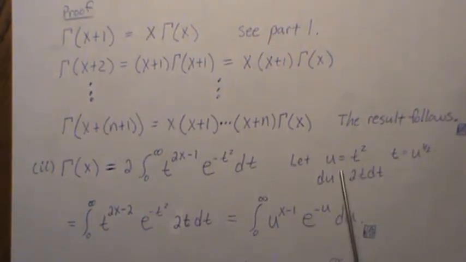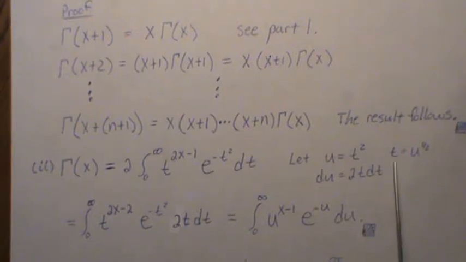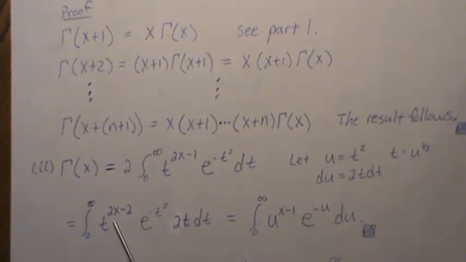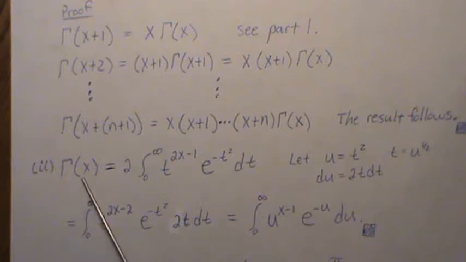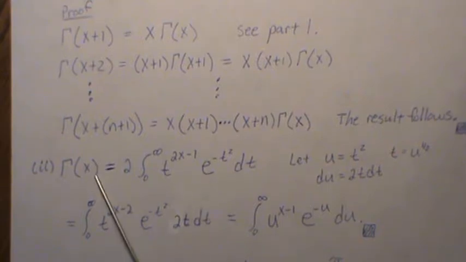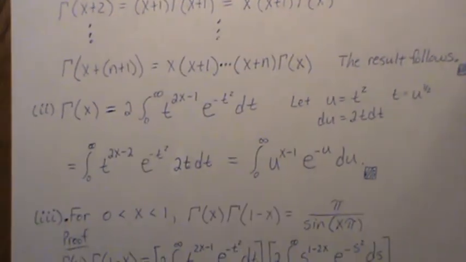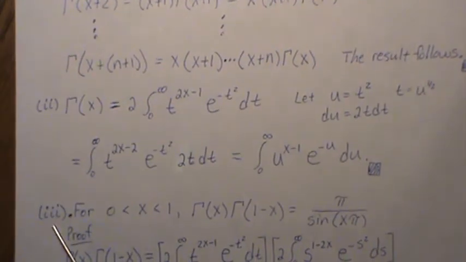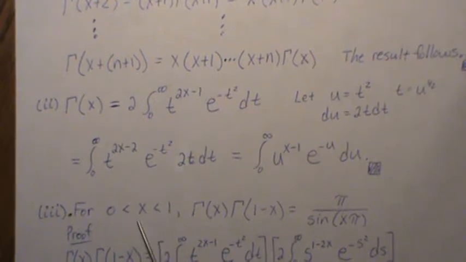And now we're going to use this substitution. u is equal to t squared, or t is equal to u to the 1/2. du is 2t dt. Substitute this in here, and we get this. But this is the definition of a gamma function. So this is equal to that, which means this is this, because we logically got there, right? Now we're going to use this result in the next bullet point.